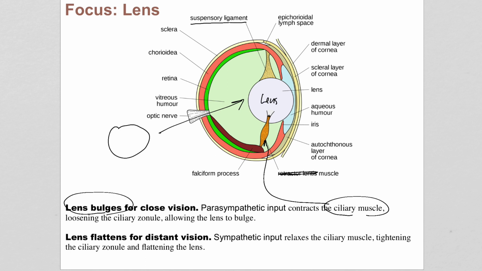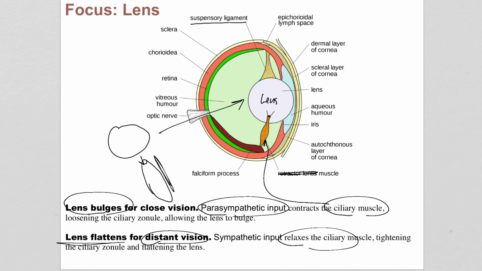If you're looking at something far away, right, distant vision, the lens is going to flatten, and the way that you do that is you relax that ciliary muscle. That would make the whole thing expand, and the lens would look more like this, right? And so the front surface of it becomes more flat, and that means the light doesn't bend as much. And so your lens really is very literally changing shape.